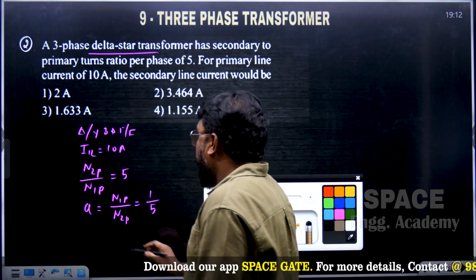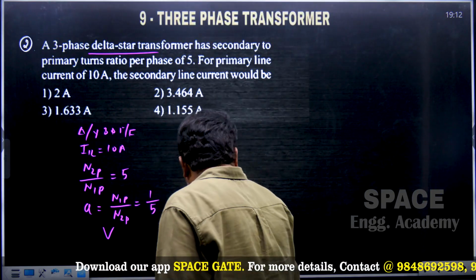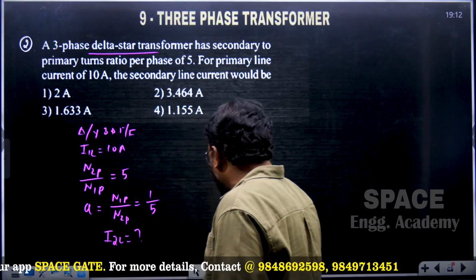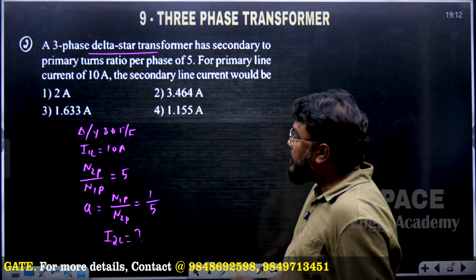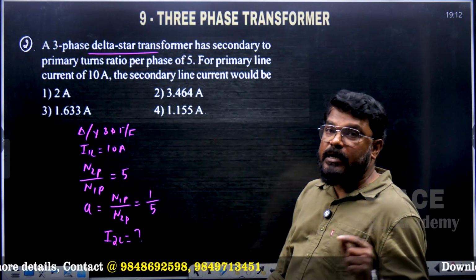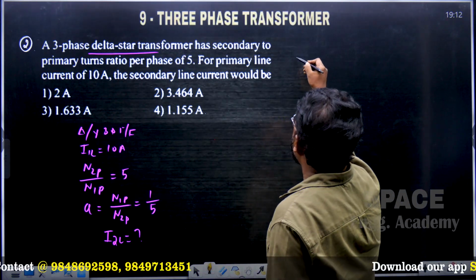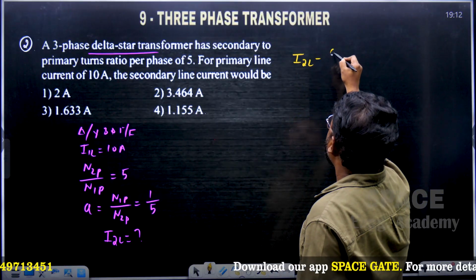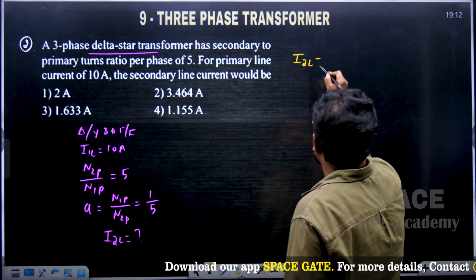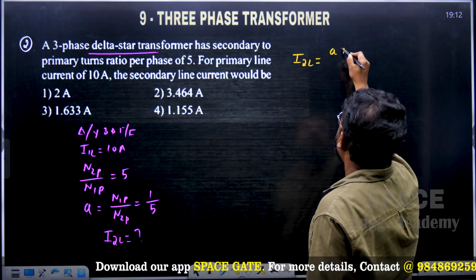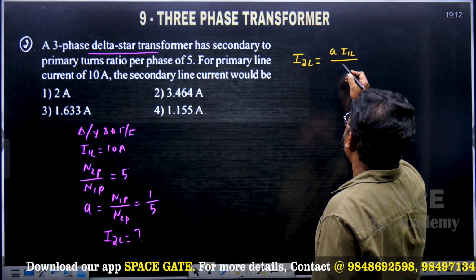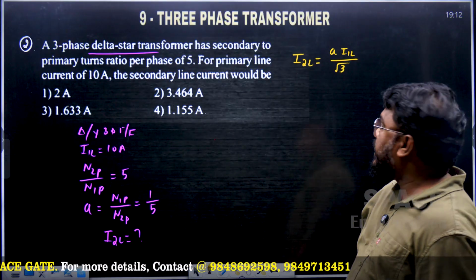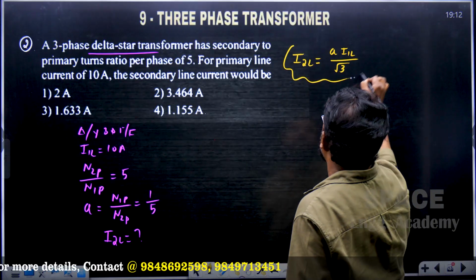So we got that. Which current is required? The secondary line current is required. What is the formula to find the secondary current in case of a delta star 3-phase transformer? In a delta star 3-phase transformer, I2L is equal to A times I1L divided by root 3. So I2L is equal to A I1L divided by root 3.